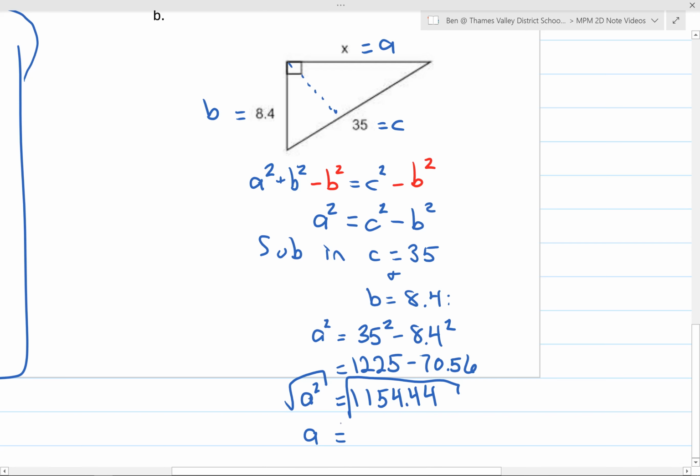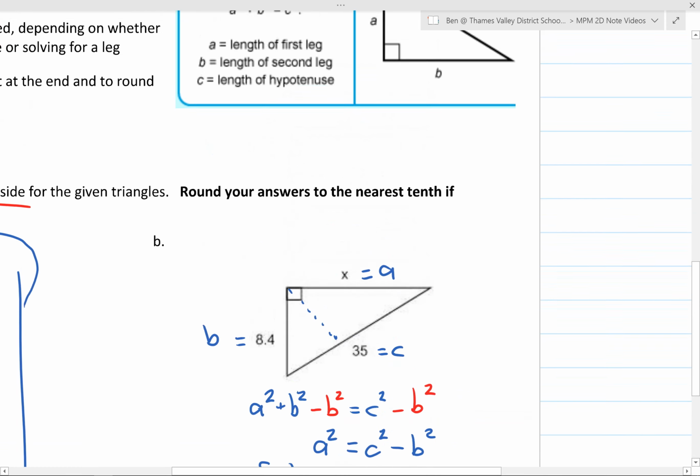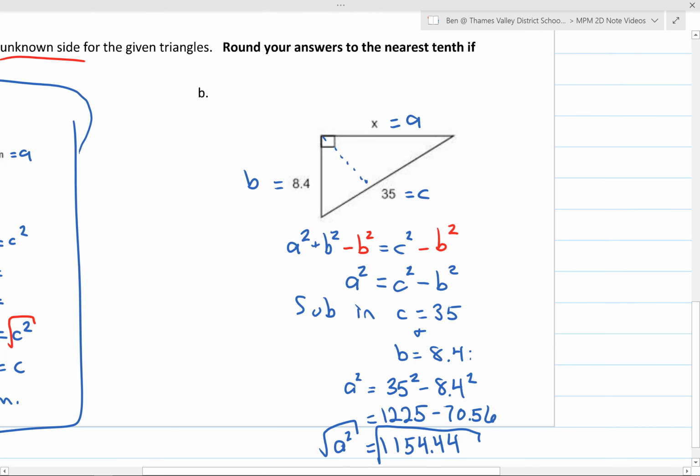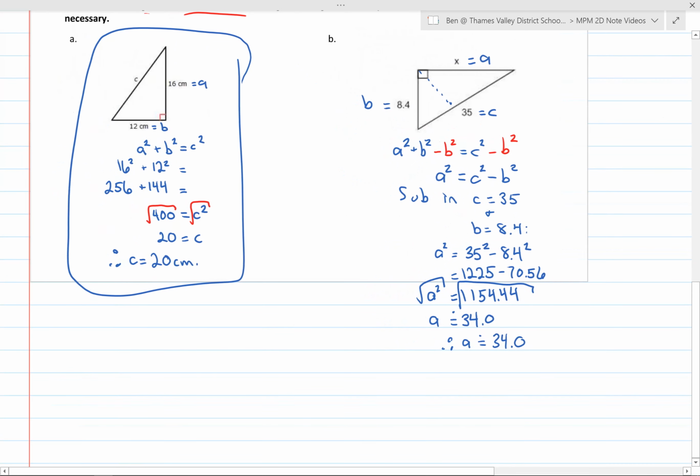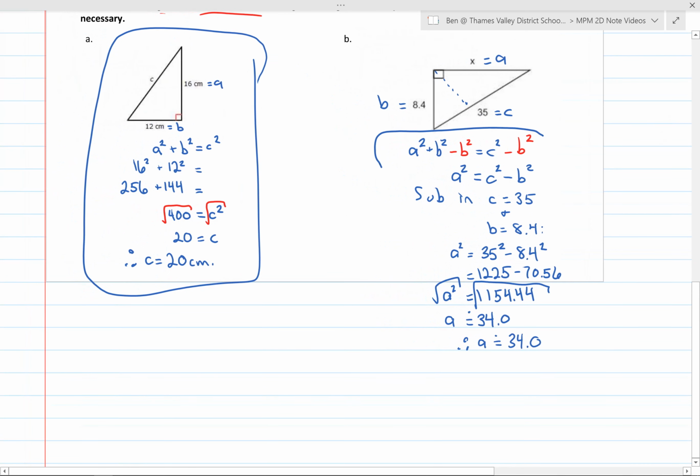1,154.44. So A is approximately 33 point, and what were we rounding to? The nearest tenth. So it's actually 34.0. So therefore, A is approximately equal to 34.0. You can see there is that extra step right off the start here. We're not trying to find the hypotenuse, but you should be able to handle something like that.